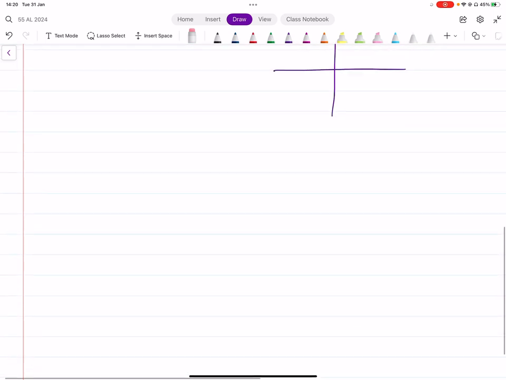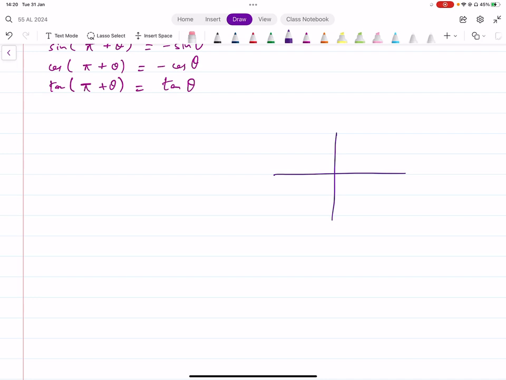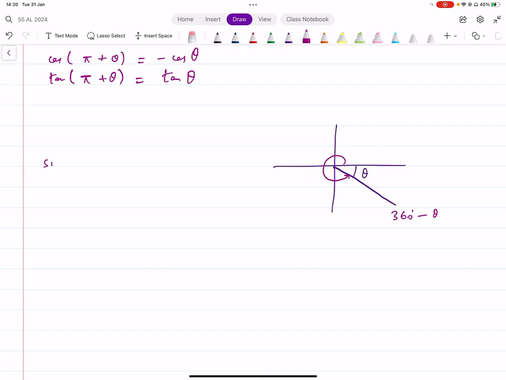Done? Okay. Let's look at the fourth quadrant now. So what will come in the fourth quadrant? You'll have this basic angle. What is the full angle going to be? 360 minus theta, right? So the identities that you have for this are sine of 360 minus theta equals minus sine theta. Cos of 360 minus theta is cos theta, and tan of 360 minus theta equals minus tan theta.